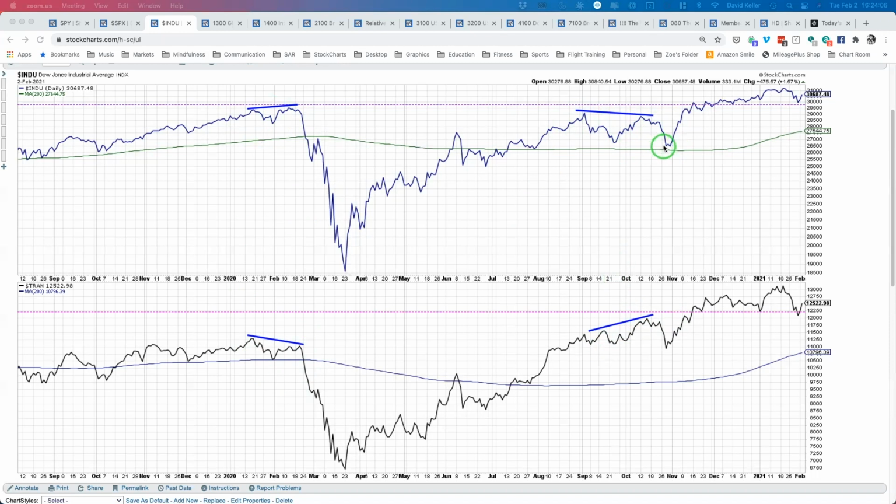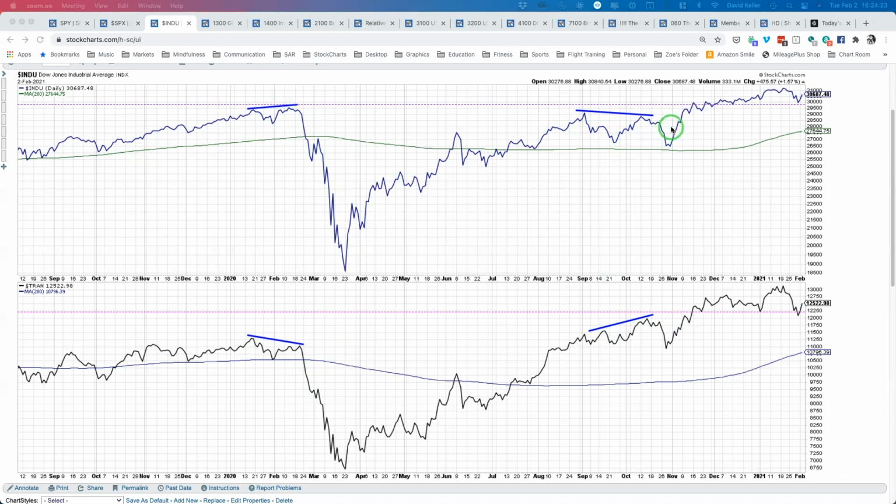When they both broke down through their most recent swing low, which happened the last week in October, I certainly got pretty negative about where the markets could go, seeing both of these breaking down, seeing a bearish divergence and a breakdown. It looked a lot like the pattern we saw back here in late February.